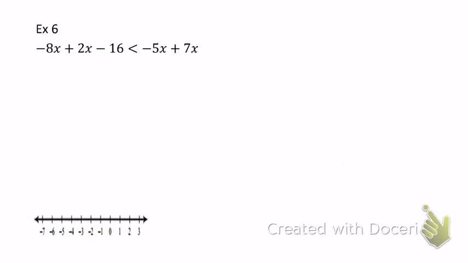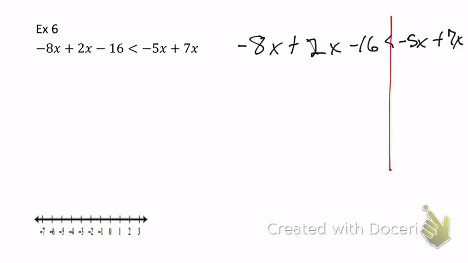Okay, so example 6. This is going to be very much the same as the last one. I'm only going to do the next 2 more. So we've got negative 8x plus 2x minus 16 is less than negative 5x plus 7x. So this time when I draw my line down the middle, I can see both the left side of the equation and the right side of the equation must be simplified.